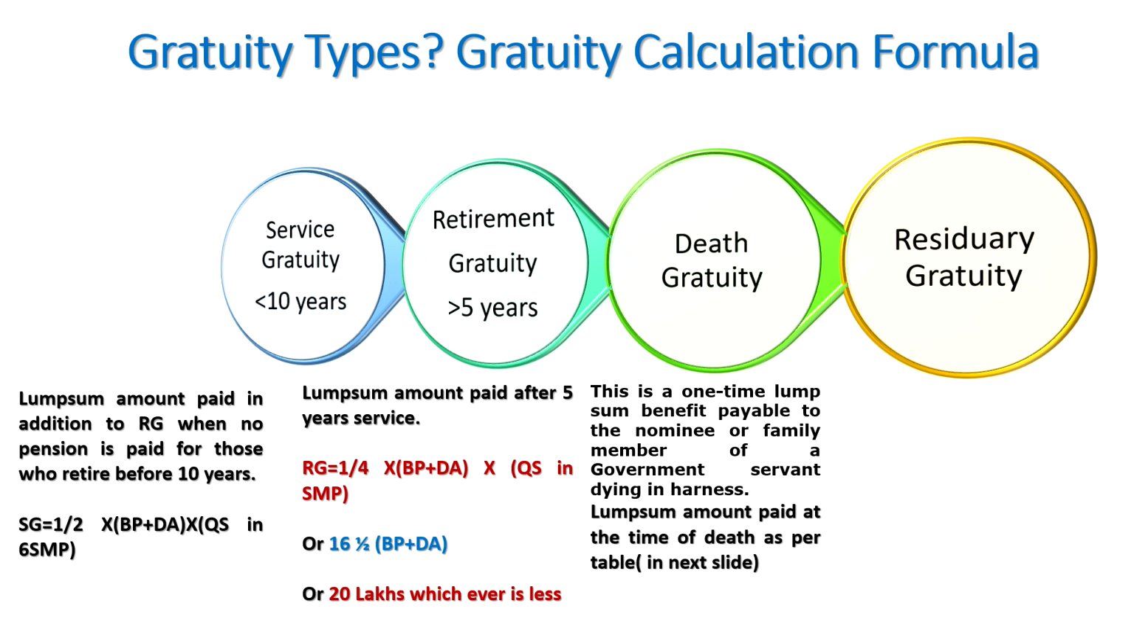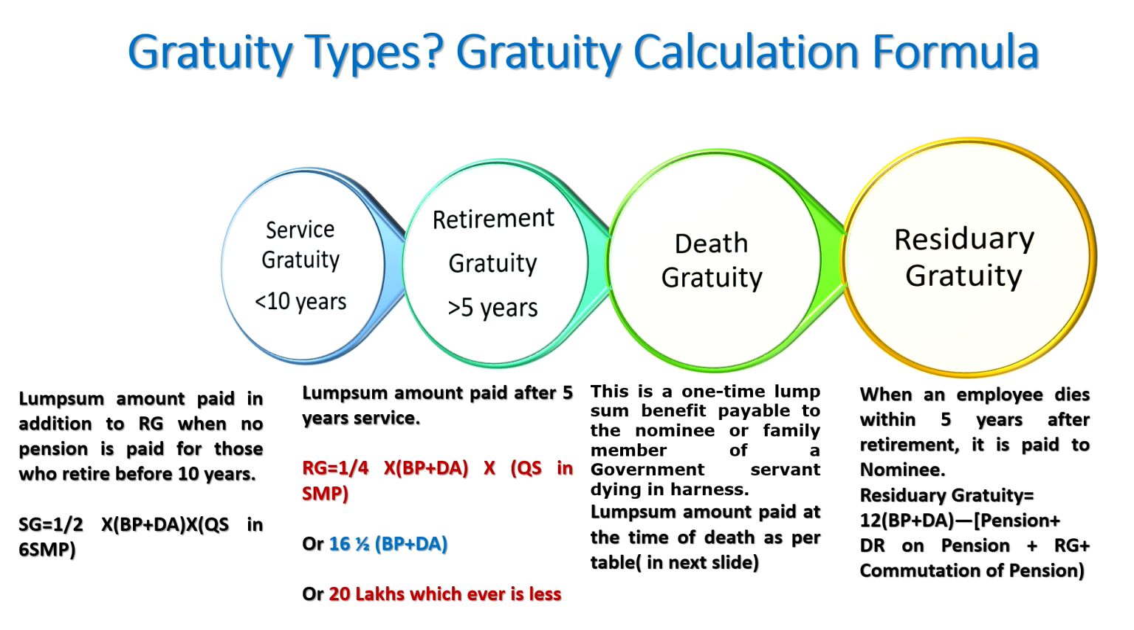Okay. Now we will see about death gratuity. This is the one-time lump sum benefit payable to the nominee or family member of the government servant dying in harness. So this lump sum amount is paid at the time of death as per the table to the nominee that I will show you in the next slide.